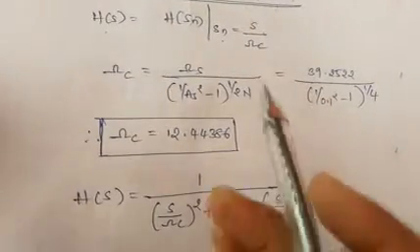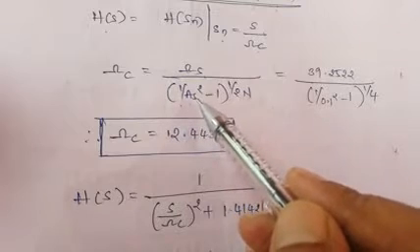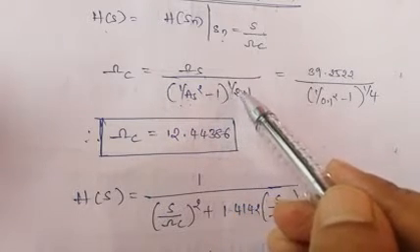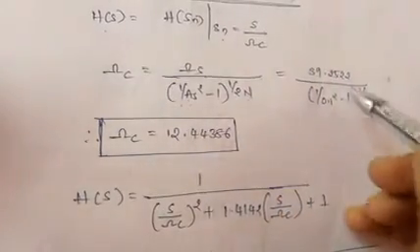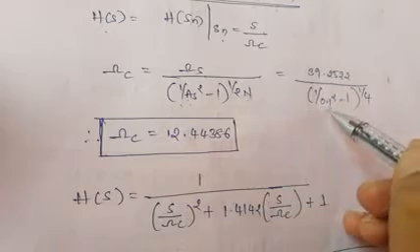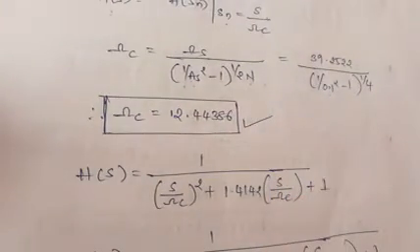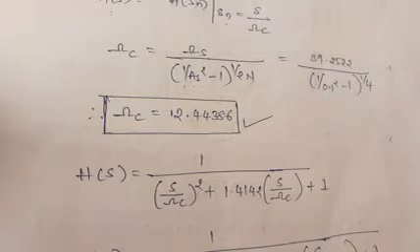Hence, use the formula omega c equal to omega s divided by (1 by stop band gain square minus 1) power term 1 by 2n. Omega s is calculated as 39.2522 divided by, substitute the values, and after simplifying we got omega c equal to 12.44386.